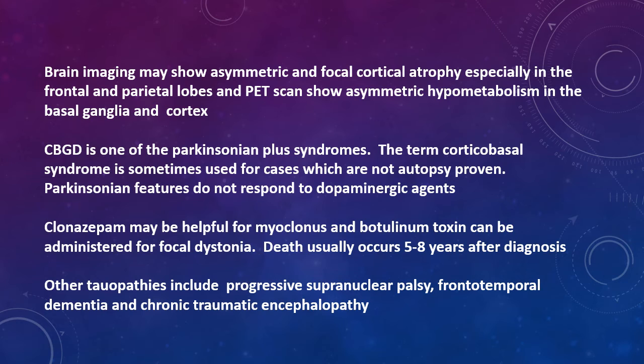Parkinsonian features do not respond to dopaminergic agents. Clonazepam may be helpful for myoclonus, and botulinum toxin can be administered for focal dystonia. Death usually occurs 5 to 8 years after the diagnosis. Other tauopathies include progressive supranuclear palsy, frontotemporal dementia, and chronic traumatic encephalopathy.